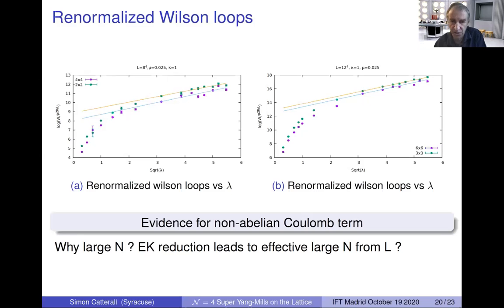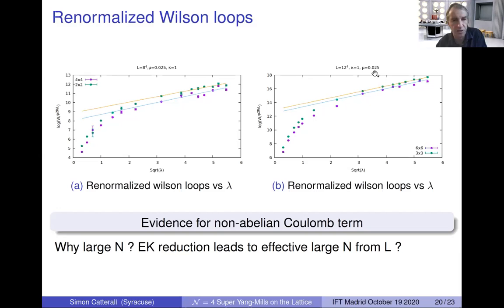This is what I expect for a theory with, say, a non-abelian Coulomb term. Because I'm looking at equal R and T, this non-abelian Coulomb term leads to a term in the Wilson loop which goes like R over T, so with R equals T, it's independent of R and T. So we're seeing Wilson loops which have the right scaling, and now we've also subtracted at least the majority of the perimeter dependence we were seeing before.